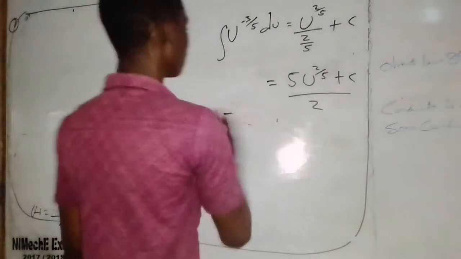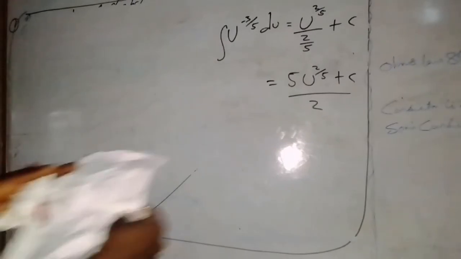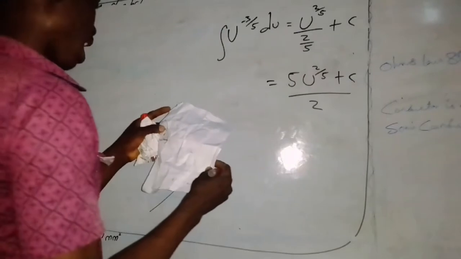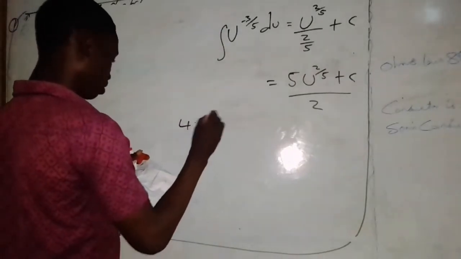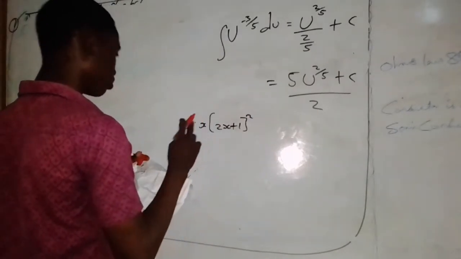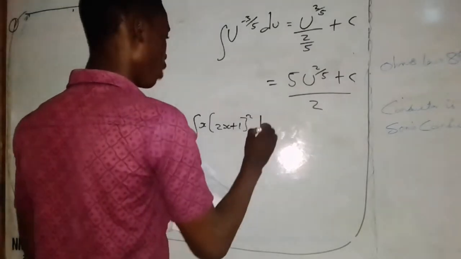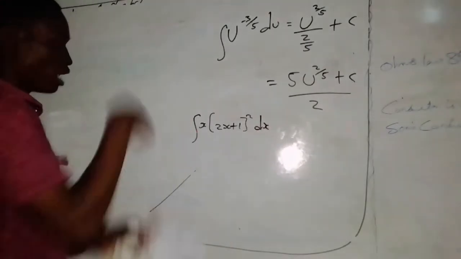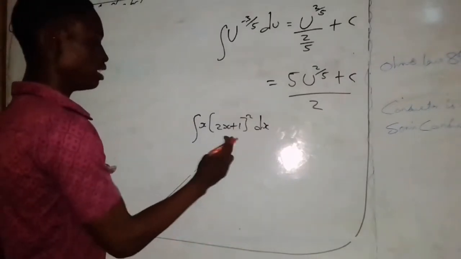Okay, now we have the answers for this. So what about when we have something like 4s(2s + 1) squared? Let's call it the integral of this, with ds. What we do first is we have to expand this.